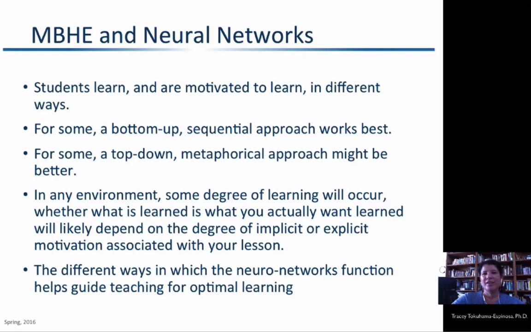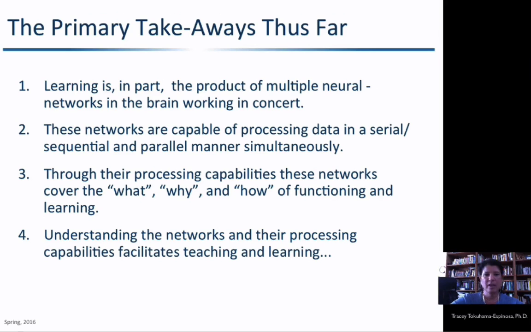But the bottom line here is that there's different ways in which these neural networks are going to function. They react to different types of stimulus that we are giving as teachers or as entities in the environment external to the individual, and we have to combine all those things to make sure that they can learn in the best way possible. So we should appreciate the complexity of the brain.